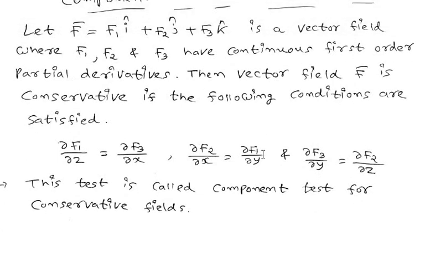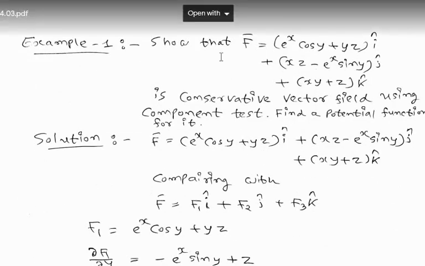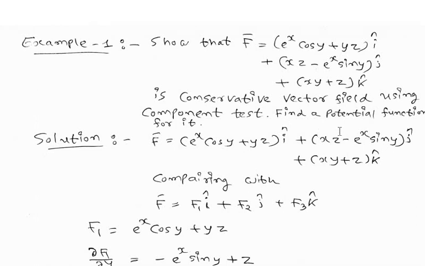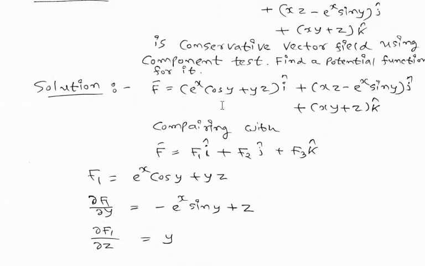Now we will take one example related to this topic, that is example number 1. We have to show that this vector field is conservative using the component test, and then after we have to find out the scalar potential function phi for it. So we have been given f bar equals f1 i plus f2 j plus f3 k.